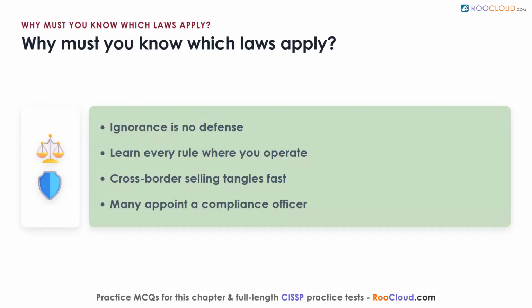Why must you know which laws apply to you? Because ignorance is no defense when regulators come calling. Every organisation has to learn the rules that govern wherever it operates. This gets tangled fast for anyone selling across borders online. Imagine a 2-person team launches an app that suddenly sells worldwide overnight. Now they owe compliance in places they have never visited. Many organisations appoint a compliance officer just to keep this straight.